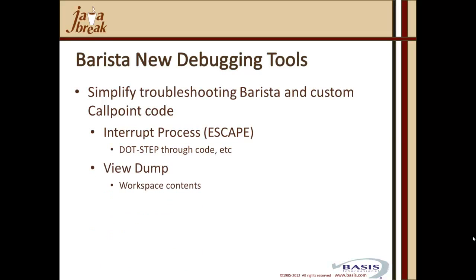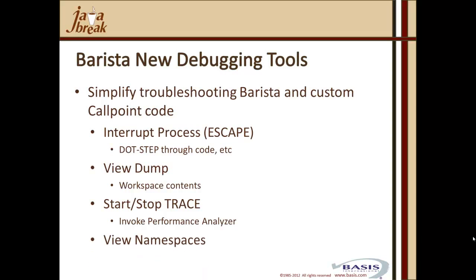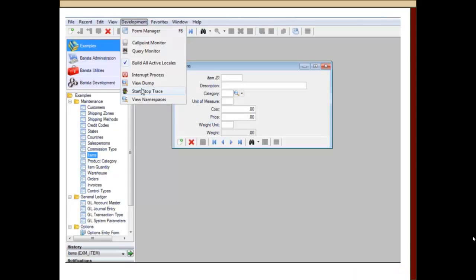step through your code. We also give you the ability to view the dump, which gives you the contents of the workspace, and also to start and stop a trace file and invoke the performance analyzer to immediately see where you may have some inefficient code. And lastly, we give you the option to view the namespaces and the contents of the namespace variables. Let me hand over to Ralph Lance to take you through a demonstration of this new functionality.